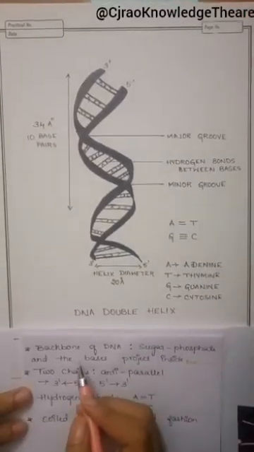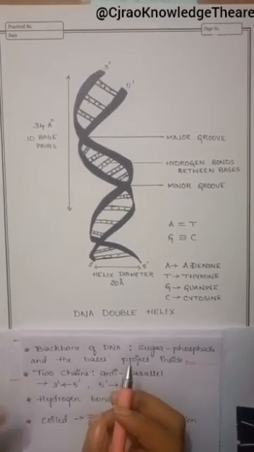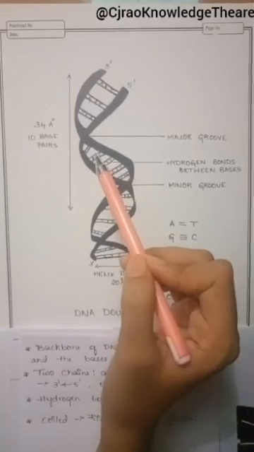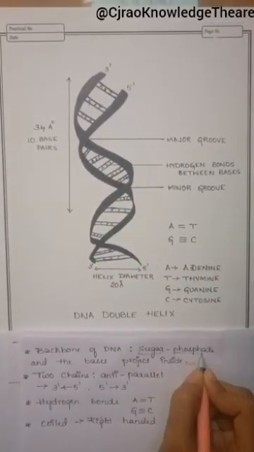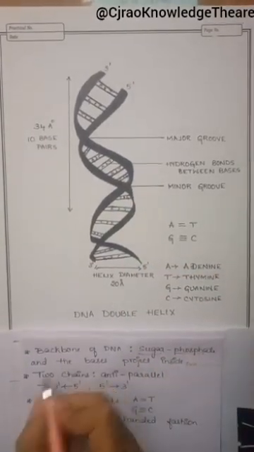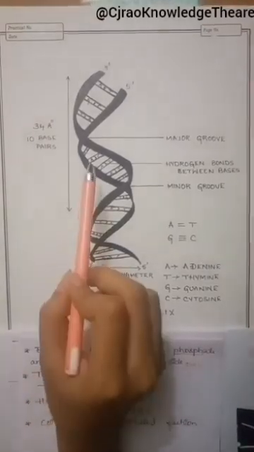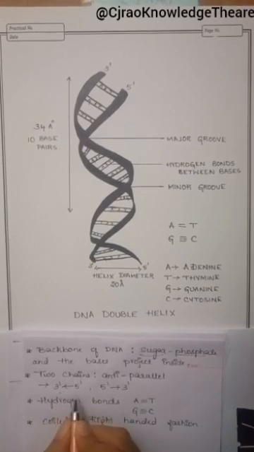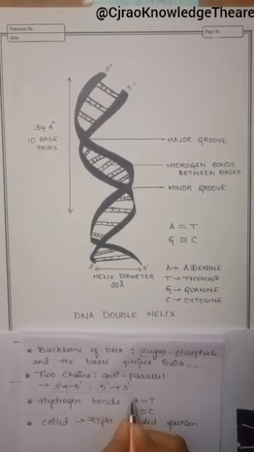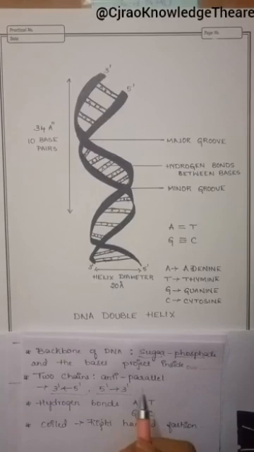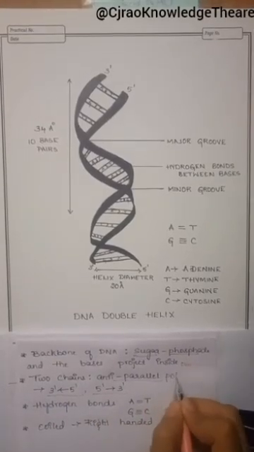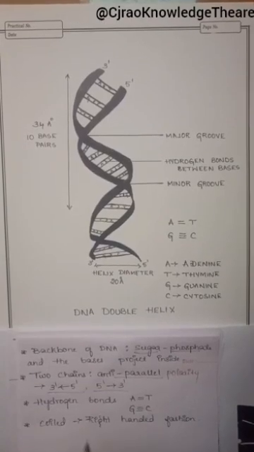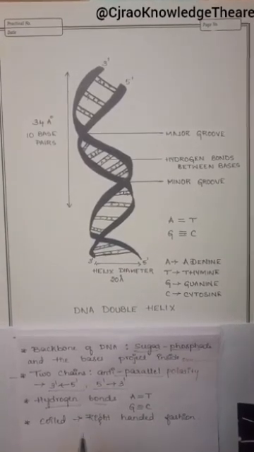Next, coming to the salient features of DNA. It is made up of two polynucleotide chains where the backbone is constituted of sugar phosphate and the bases project inside. The two chains are of anti-parallel polarity. That means in one chain it runs from 3' to 5' and in the other 5' to 3'. That is anti-parallel polarity. The bases of the two strands are paired through hydrogen bonds, forming the base pairs.